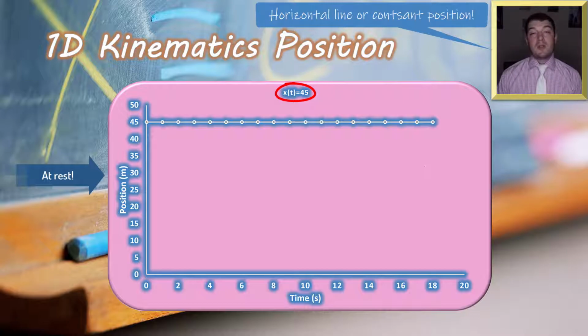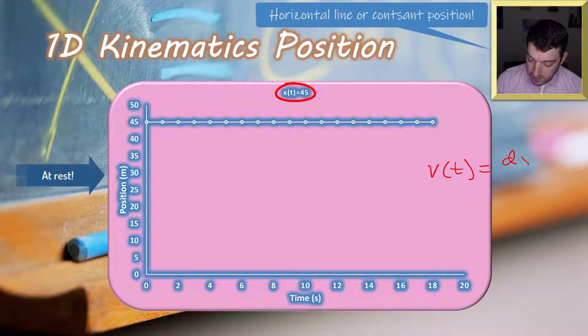The position as a function of time is equal to 45. Therefore, if we're trying to get the velocity as a function of time, that's going to equal the derivative of position with respect to time.